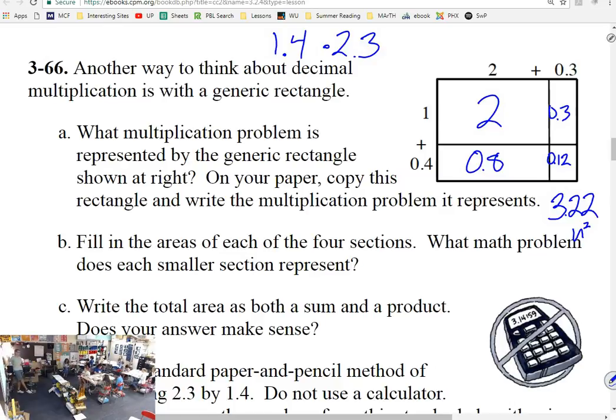Please make sure you have this written down, the generic rectangle drawn in your notes. I'll give you a second in case you don't. We need the generic rectangle shown too.